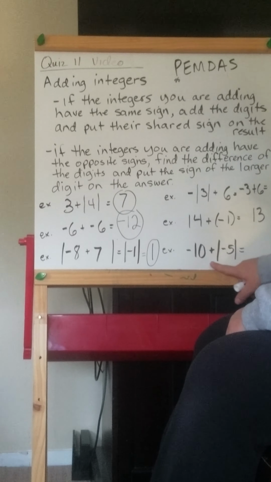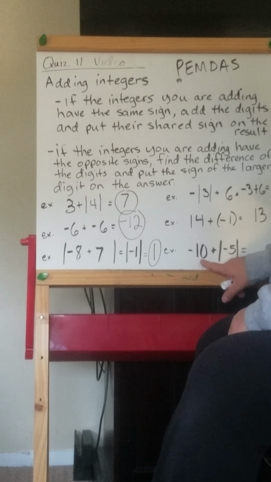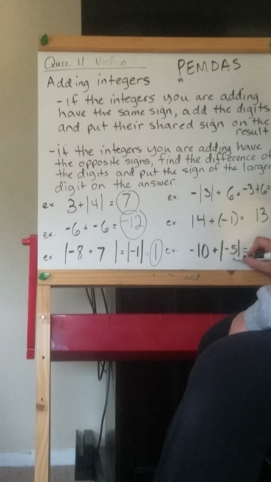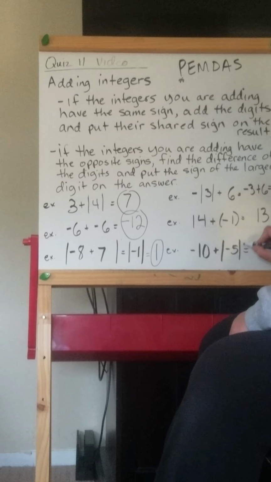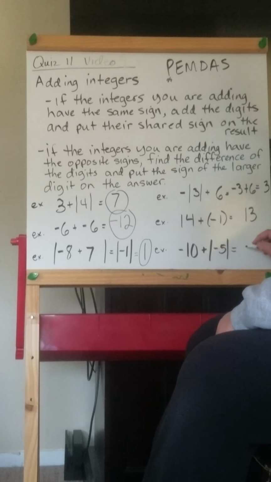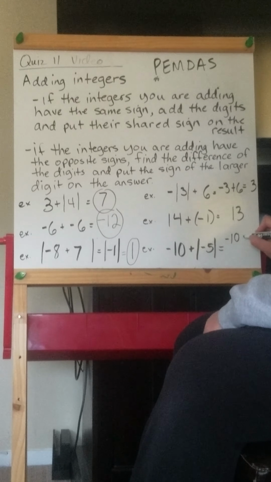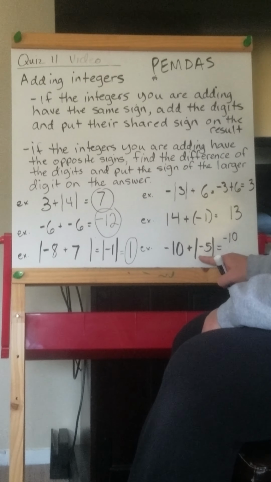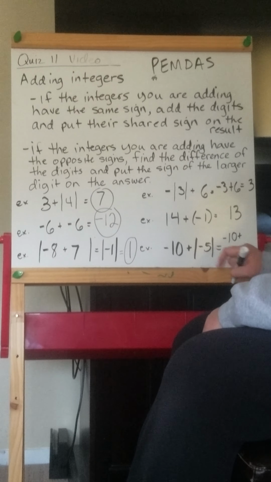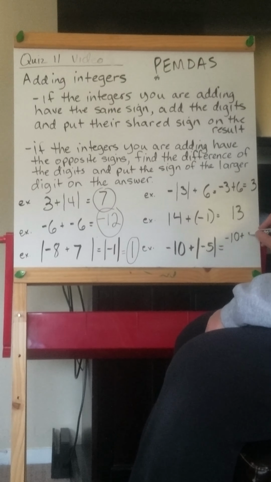All right, last but not least, we have negative 10 plus absolute value of negative 5. Again, we have to find that absolute value. What's in the absolute value has to go first. So we're going to have minus 10. And then what is the result of absolute value of negative 5? Pretty sure it's going to be a 5.